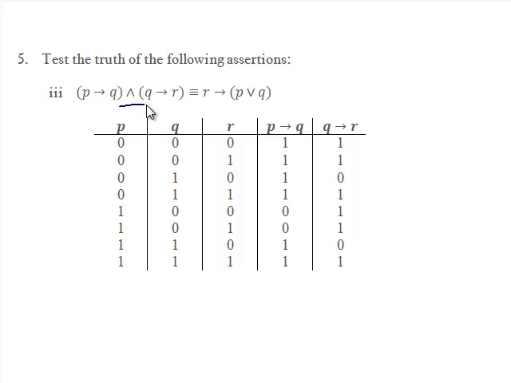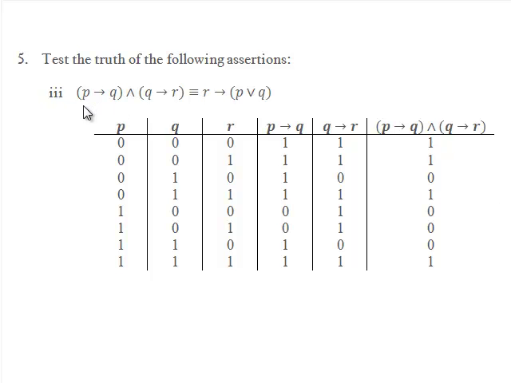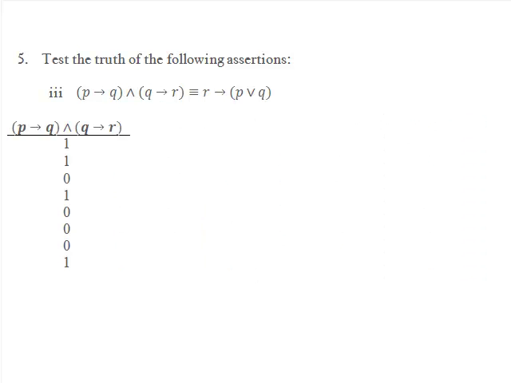And now we need to AND those two statements together. So whenever P implies Q is true and Q implies R is true, we'll get a true output. So that's the truth table for the left hand side of the assertion. So let's just give ourselves a bit of space.